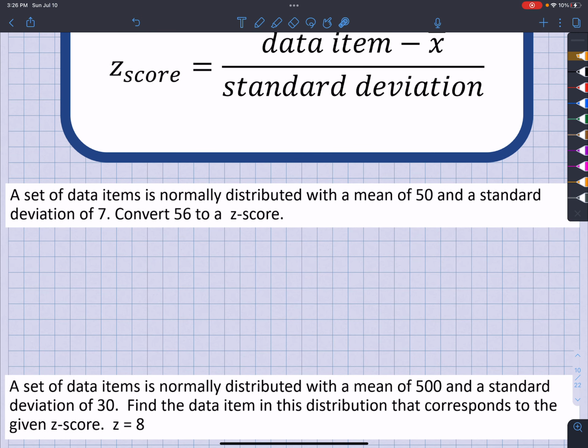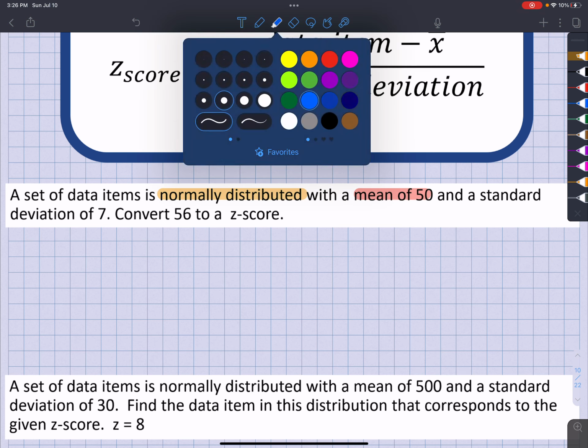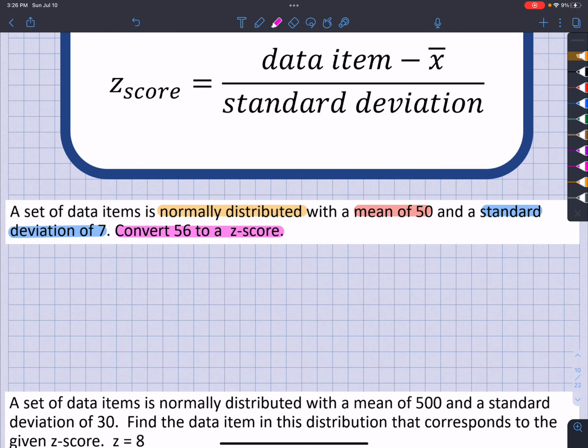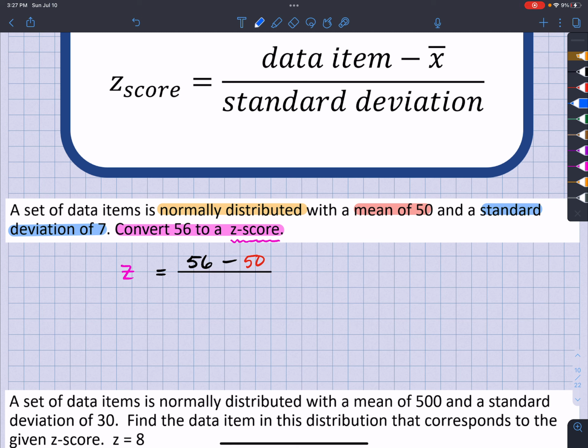A set of data items are normally distributed with a mean of 50 and a standard deviation of 7. It tells me to convert 56 to a z-score. So I'm looking for a z-score. z is going to equal the data item, 56, minus the mean, 50, divided by the standard deviation, 7.